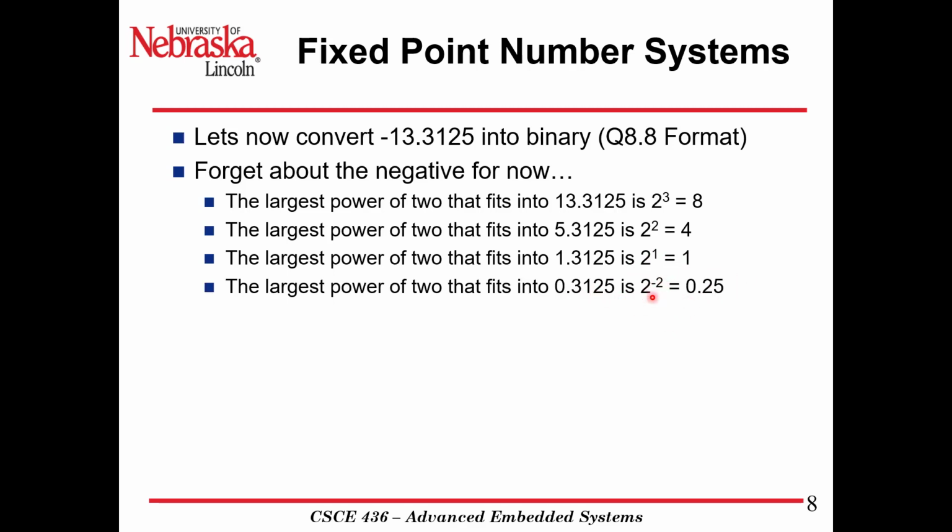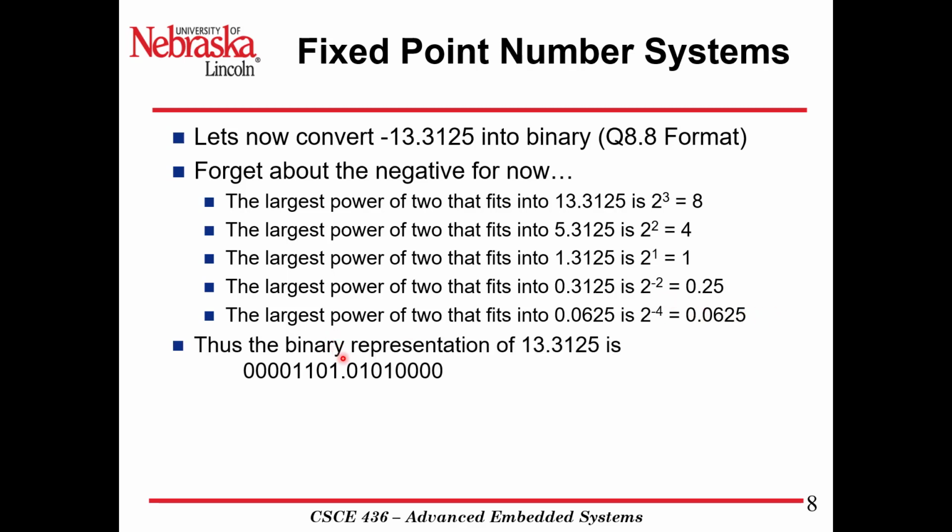And then we can pull out a 0.25, which is 2 to the power of negative 2, giving us 0.0625, which just happens to be 2 to the power of negative 4. Subtract that off, and now we just plug in our numbers, and it represents 1101.0101, so 13.3125, with bits at 2 to the negative 2 and 2 to the negative 4. So that is for a positive 13.3125.